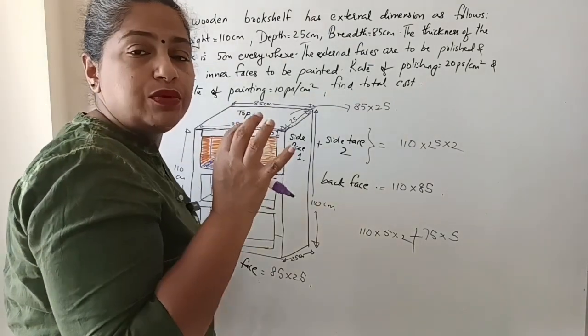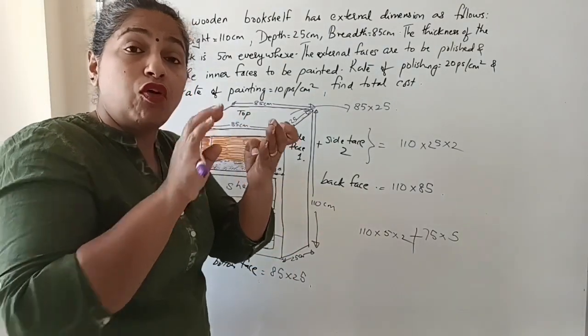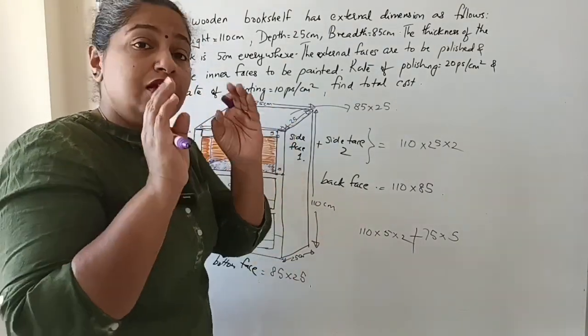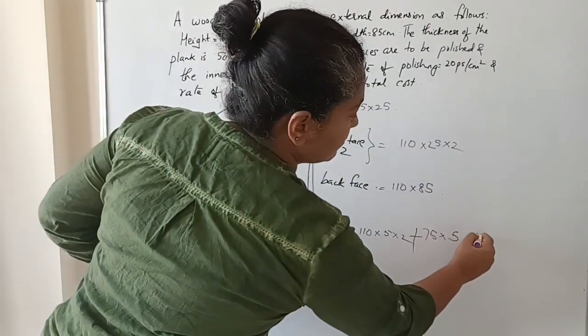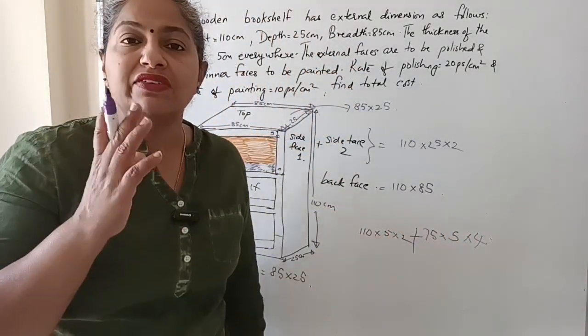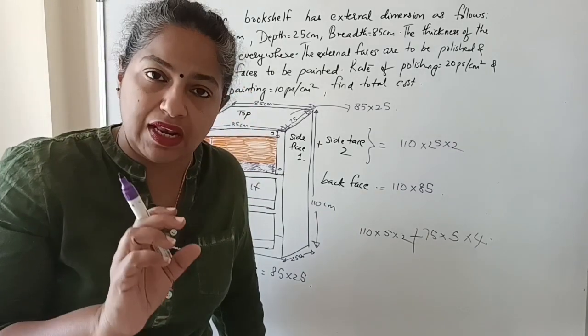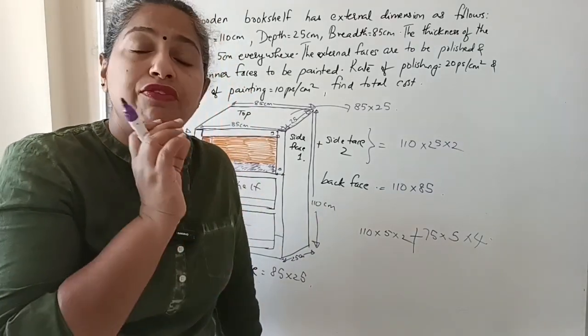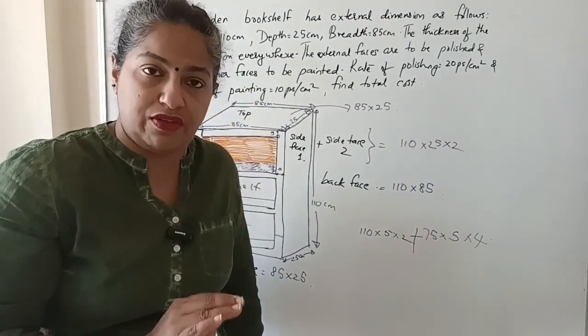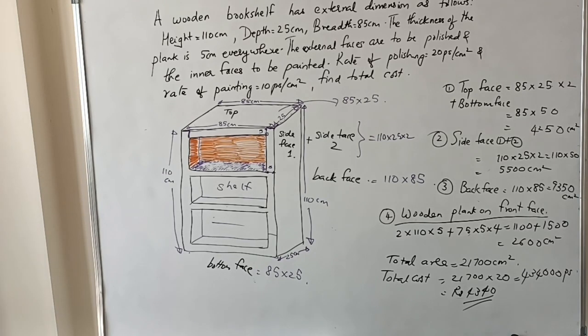So in total, how many do I have? I have got 4 horizontal thick planks. So it is into 4. Now I have taken into account all the external dimensions. So let us find out the total area by adding up all this. I have written down the area, which means the external faces area.